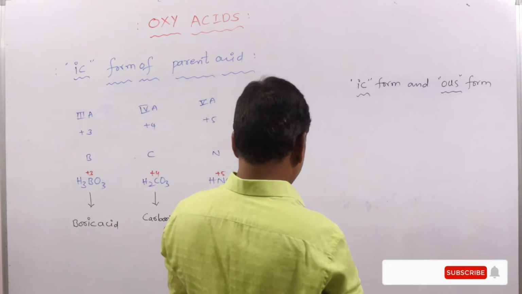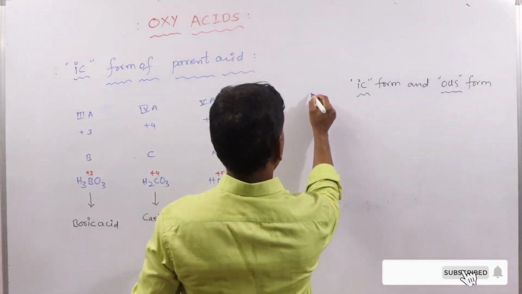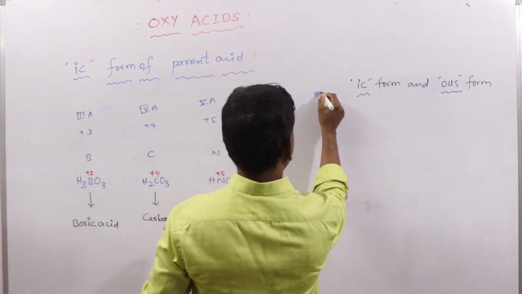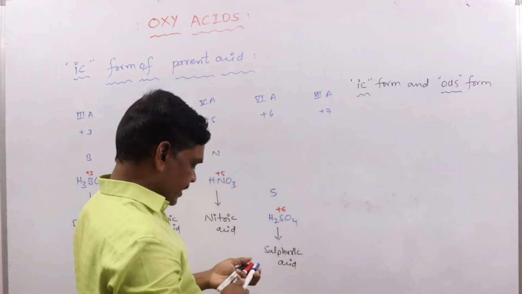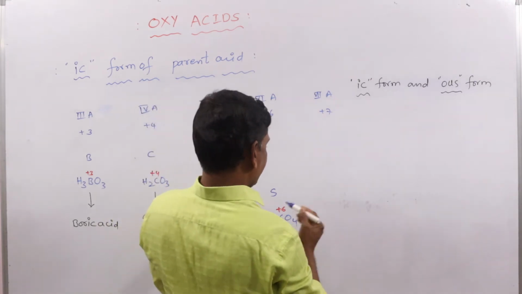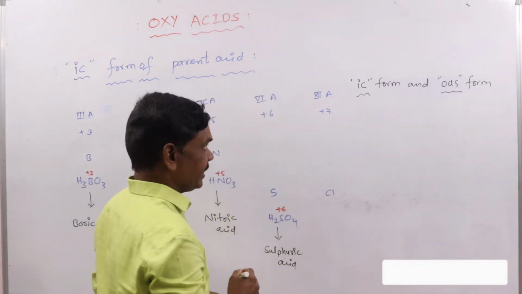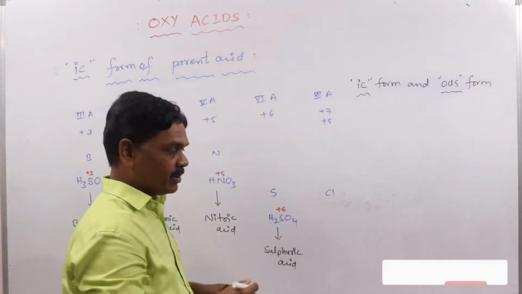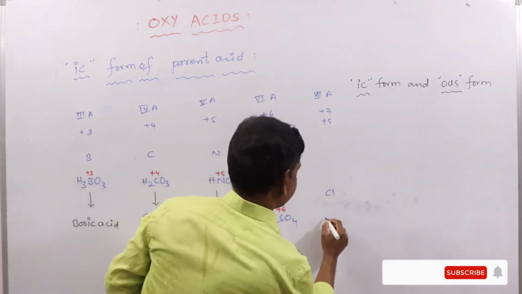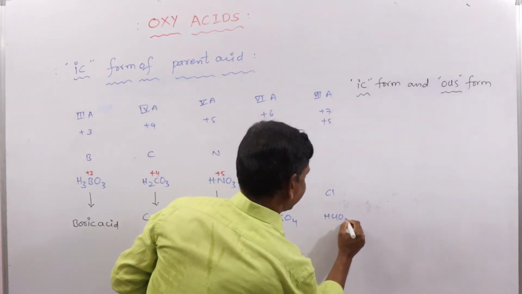For example, there is also the 7th A group element, with maximum oxidation state +7. Here, by using chlorine, and sometimes +5 is also possible, for example here it is HClO3.